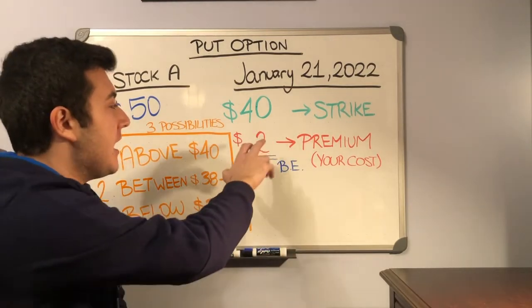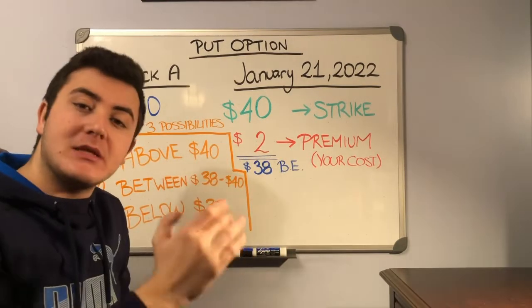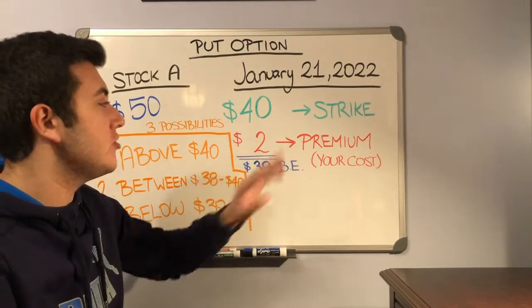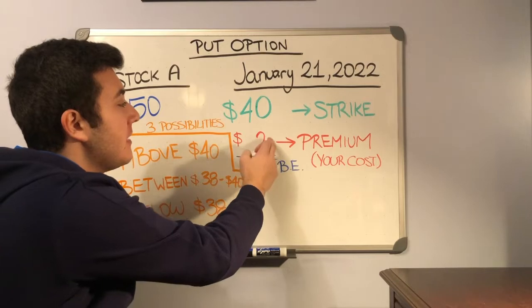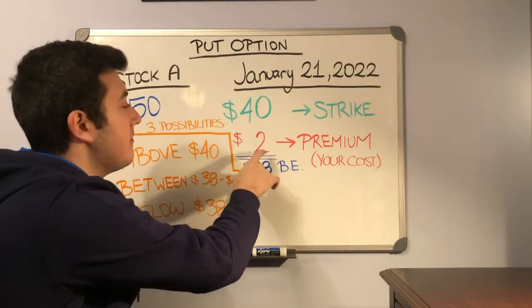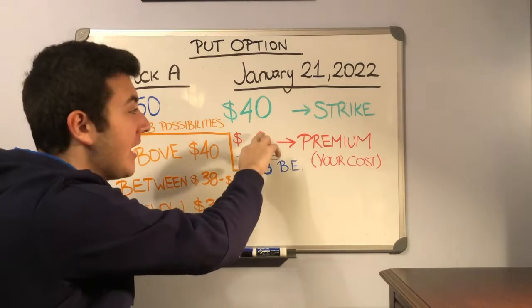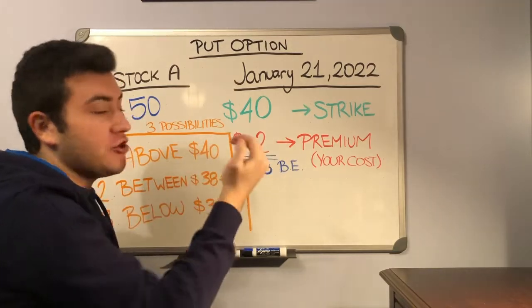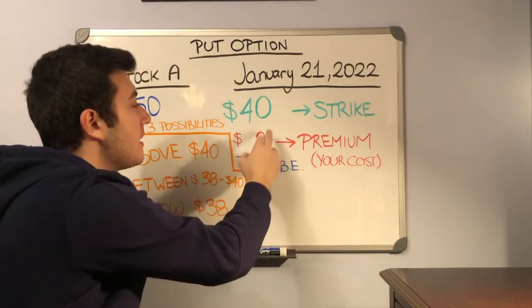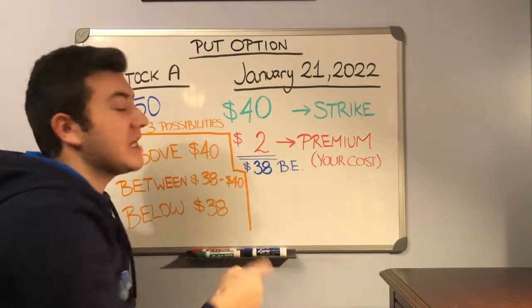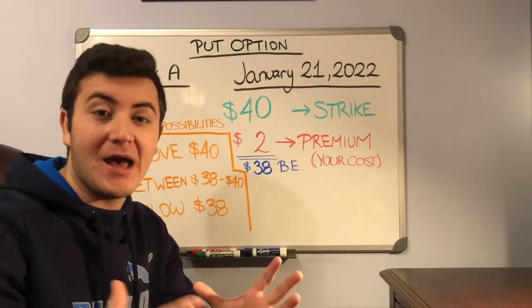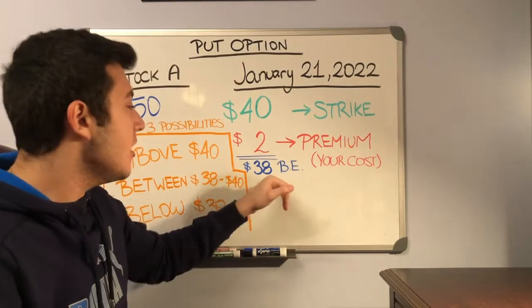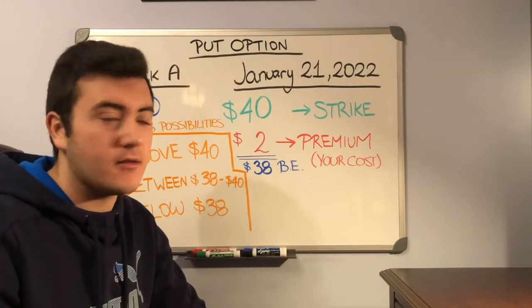So basically, you're going to be paying the exact same premium as the other one in this example, which is $2. And so basically here, you're going to subtract the premium from the strike price. Instead, in the call option, you added them. Well, here you subtract it, okay? Because you're betting it's going to go down. So 40 minus $2 is $38. That's your break even. So basically, for you to make your money back and not lose or gain anything, the stock has to reach $38.